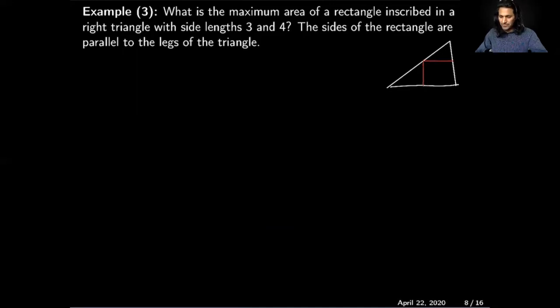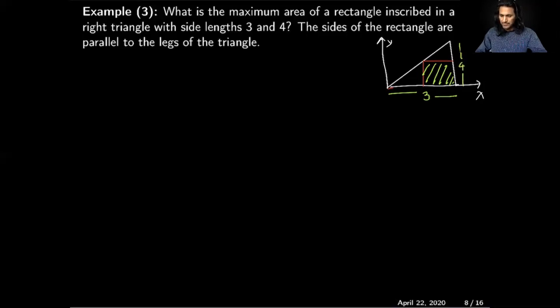So this is the situation, and we can also draw the axes here. Let's suppose this is the y-axis and this is the x-axis. What is the maximum area of a rectangle? Our objective is to maximize this area. It is inscribed in a right triangle with side lengths 3 and 4. Let's suppose this side is 3 and this is 4 units. These are the constants which are given.